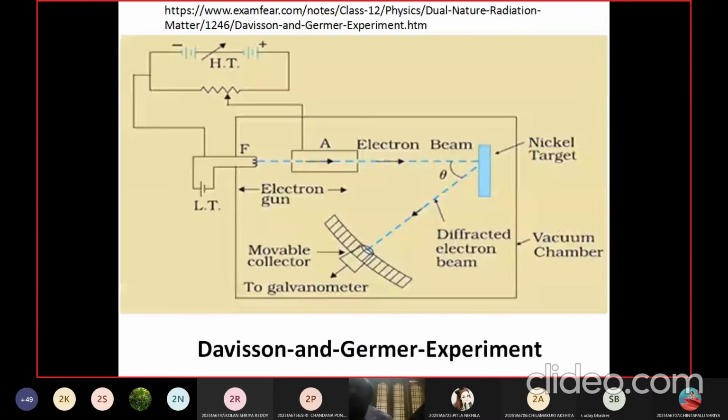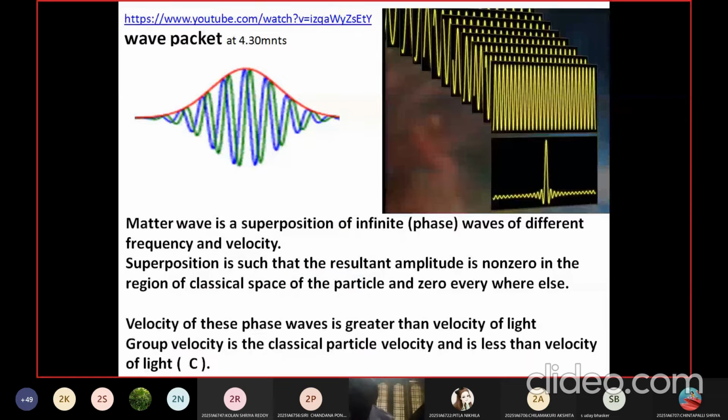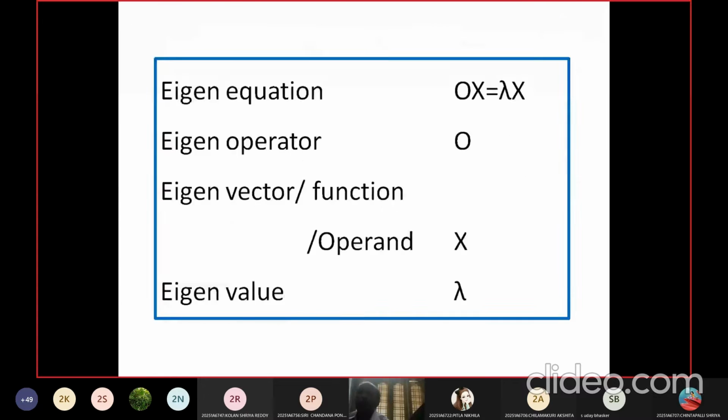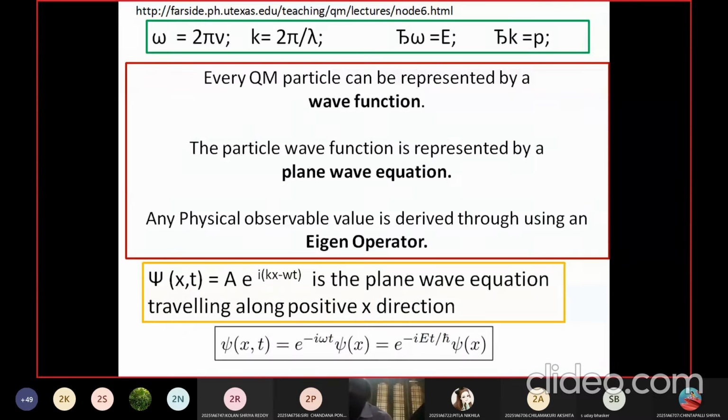So that's what we said when we were talking about matter waves. We consider that a matter wave, or to say wave packet, consists of a large number of waves which are traveling in the same direction. Because they are traveling in the same direction, I am considering them to be a plane wave equation. So I am considering that the matter wave function is represented by a plane wave equation. Good. After that, any physical observable value is derived by using an eigen operator.